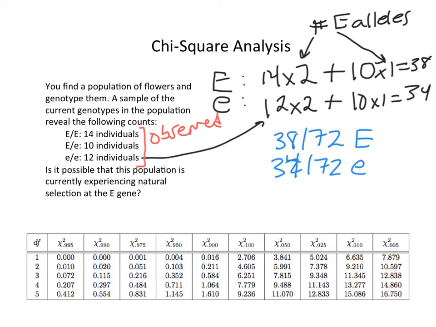What do we need to know whether or not the population's in Hardy-Weinberg equilibrium? If we're going to do a chi-square test, we need observed values and we need expected values. So how do we calculate the genotypes we expect? We want to use the Hardy-Weinberg equilibrium formula. We've got allele frequencies. So what are the expected frequencies of E over E? So expected. Big E over big E, big E over little e, little e over little e.